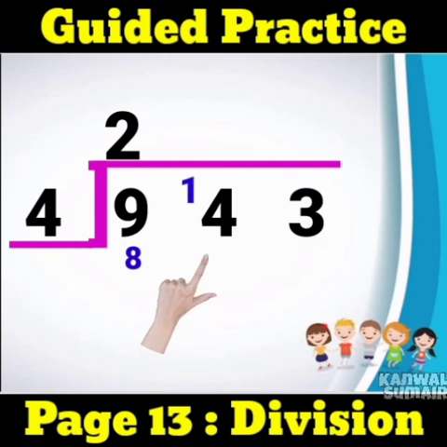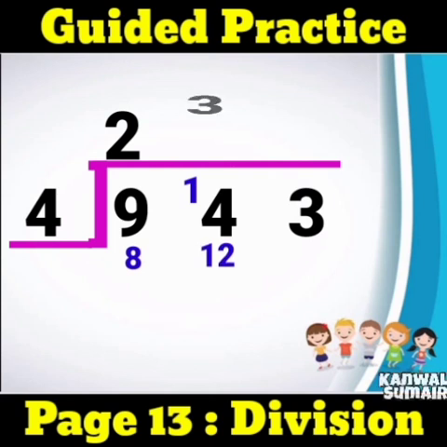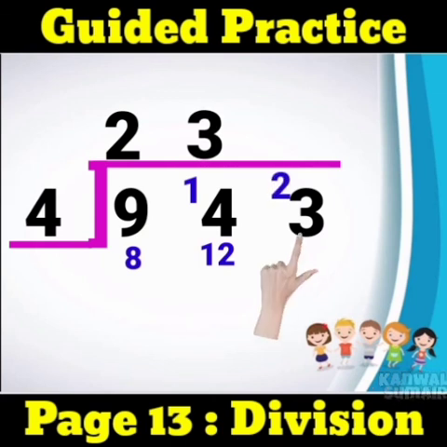Write 1 with the next number which has now become 14. 14 doesn't come, so the smaller number which comes is 12. 4 times 3 is equal to 12. 12 down, 3 up. 14 minus 12 is equal to 2. So write 2 with the next number which has now become 23.